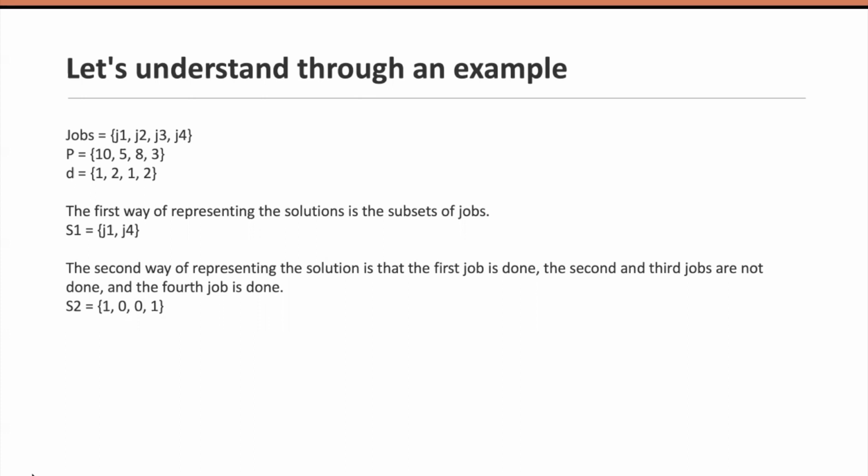So why are the first and last elements 1? Because we are considering the job 1 and job 4 solution. That's why we're representing it in this way, and the second and third positions are 0 because we will not consider those. But how can we make this state space tree?